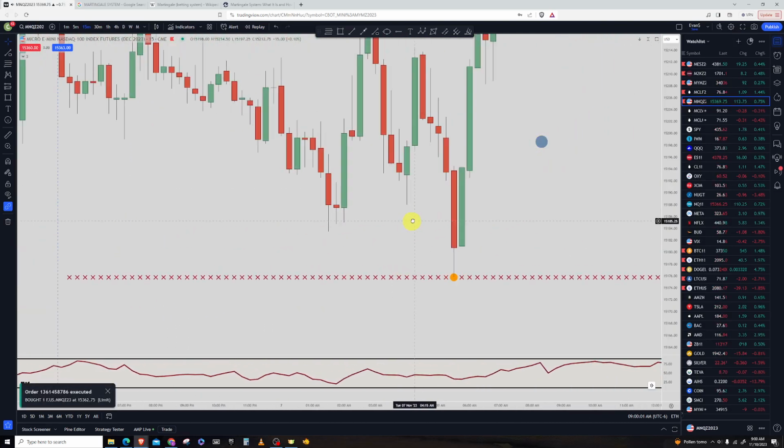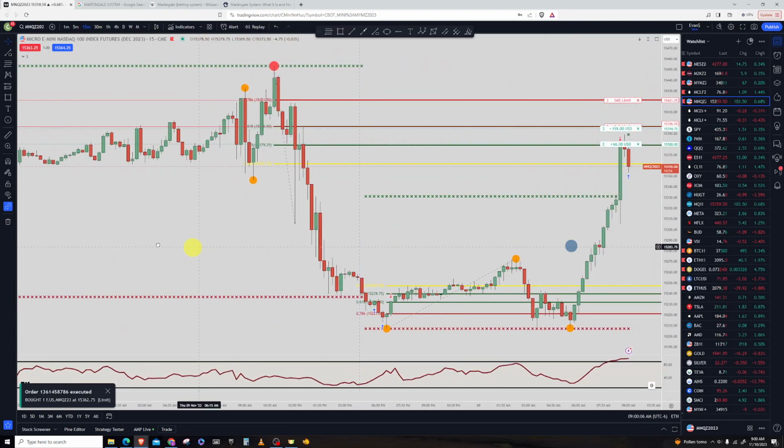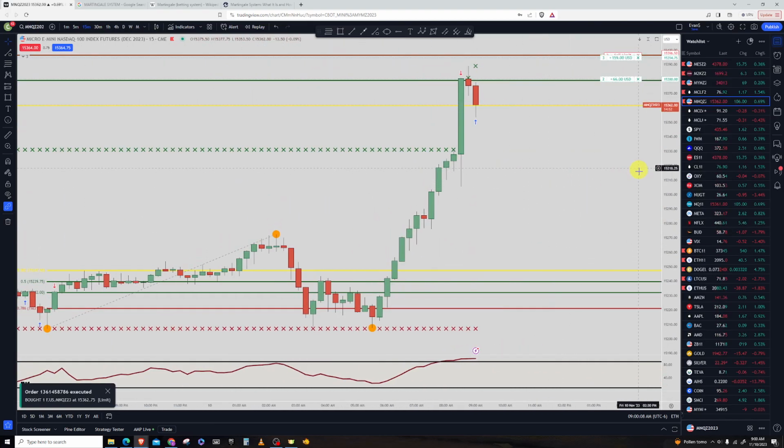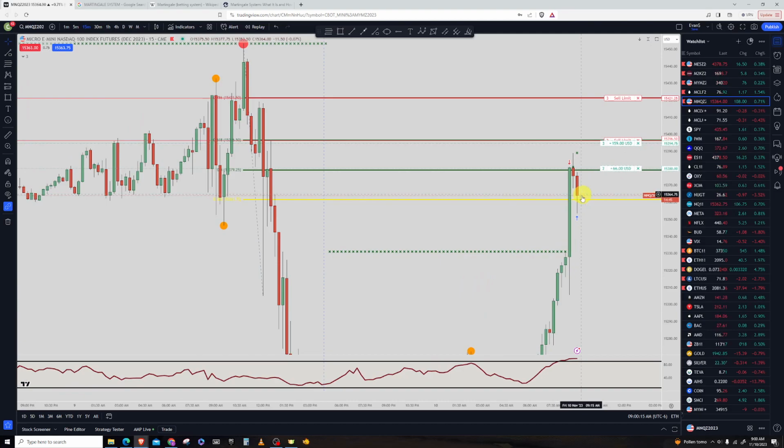Oh, just got out of that one, but I haven't seen it as far. Let's see, did it get me out of this trade right here? Yep, so this one just worked right here. So this is a live one that just worked right here.